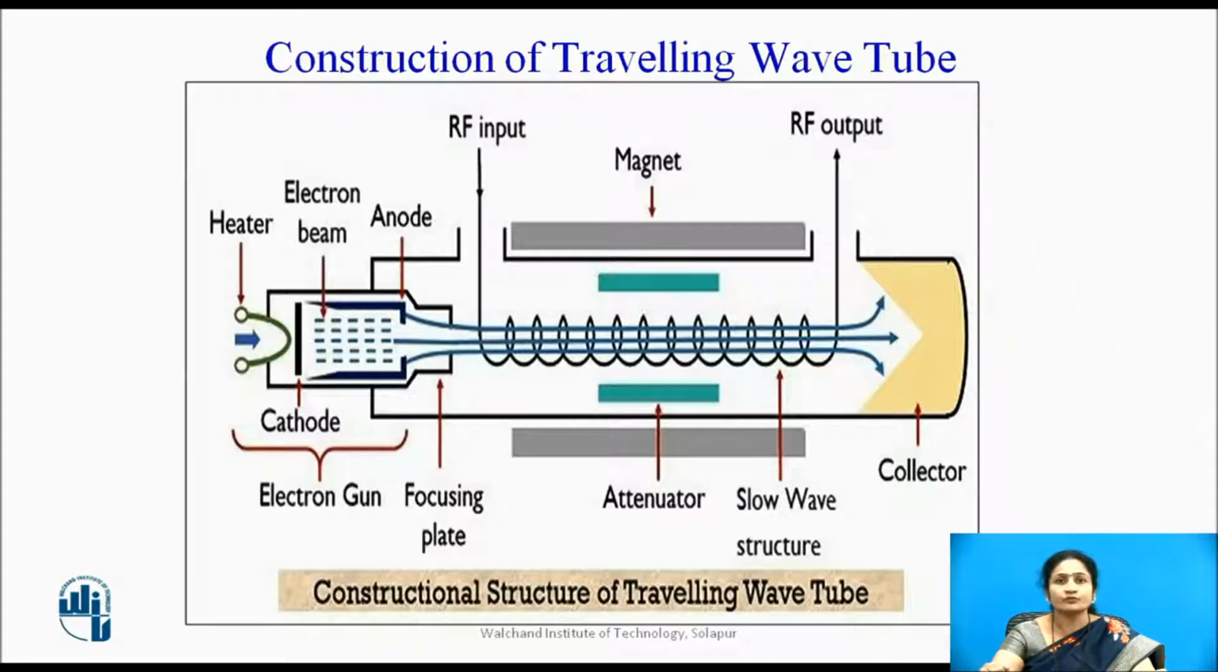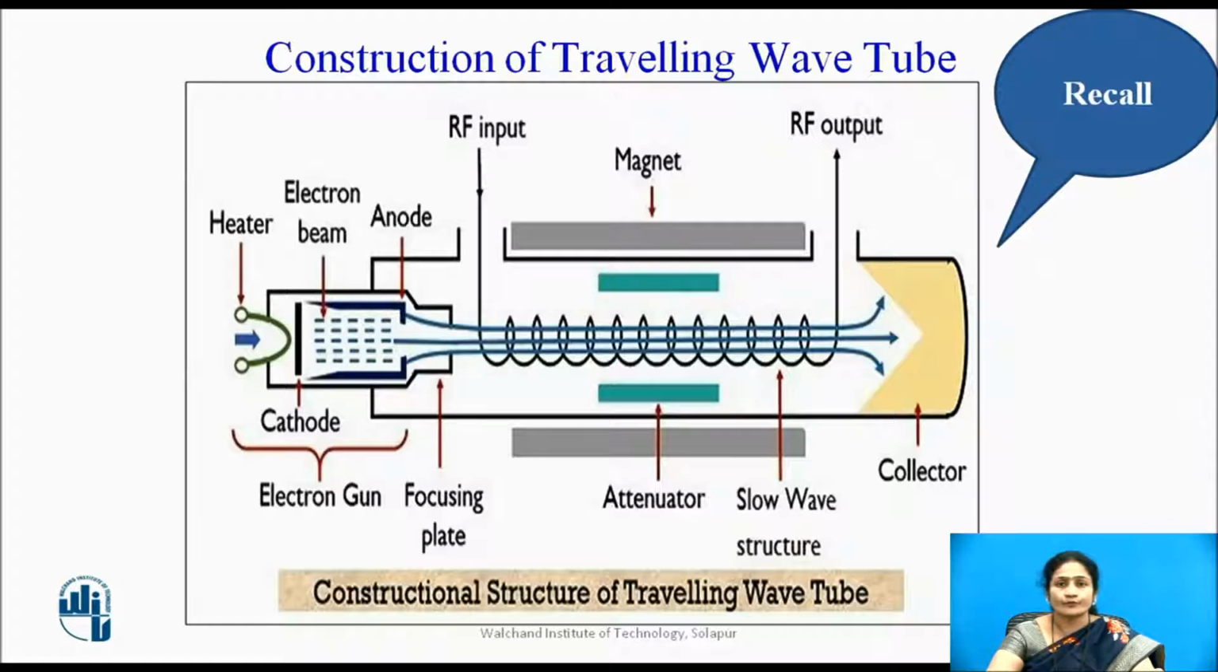Before we see the working of this tube, let us recall the slow wave structure. What is exactly the function of the slow wave structure? What is the need of using the slow wave structure in the TWT?